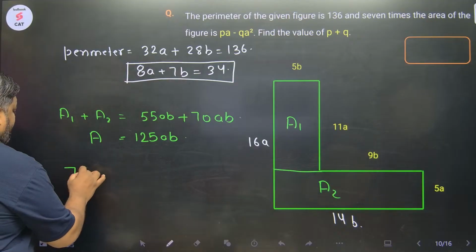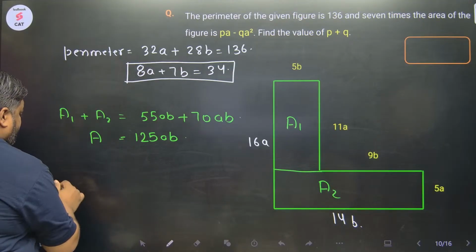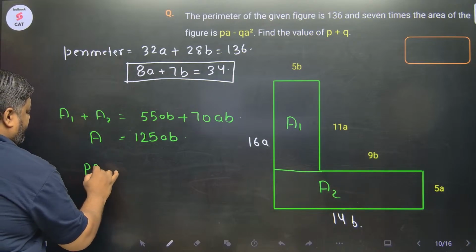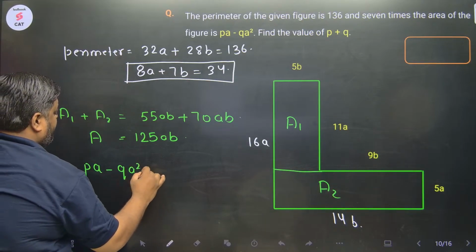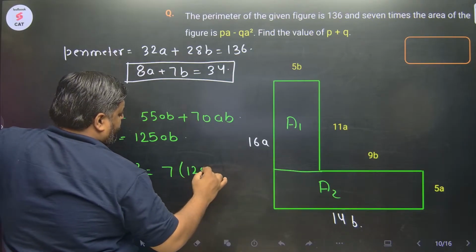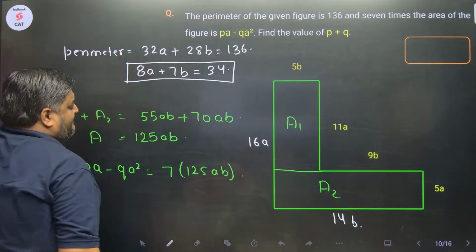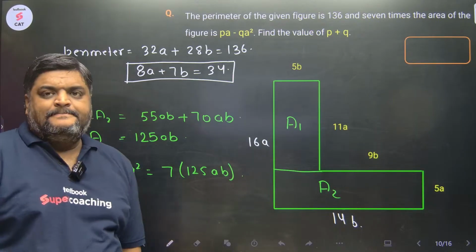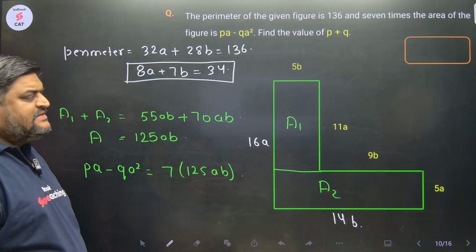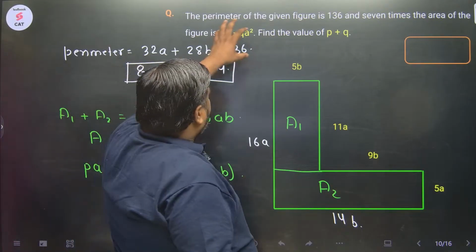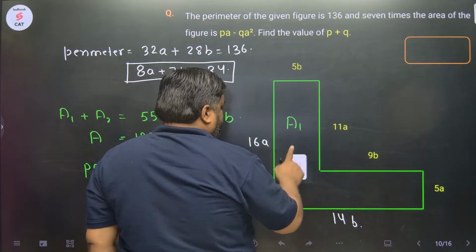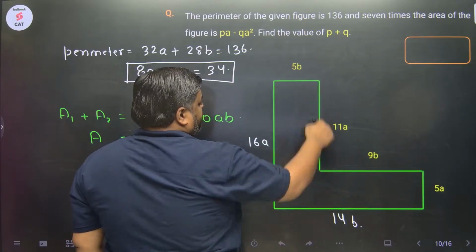So I can write PA minus QA square is 7 times 125AB. Also 22A plus 18B is equal to 136. Is it? We need to find the perimeter. What is the perimeter? Perimeter is the sum of all of these lengths.